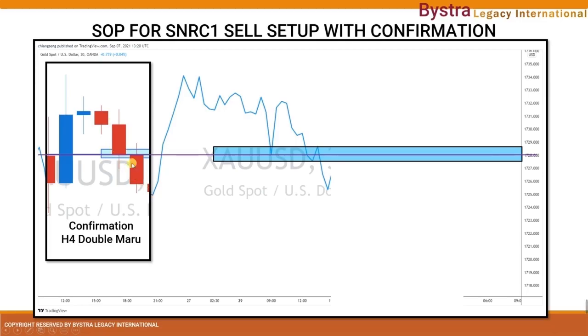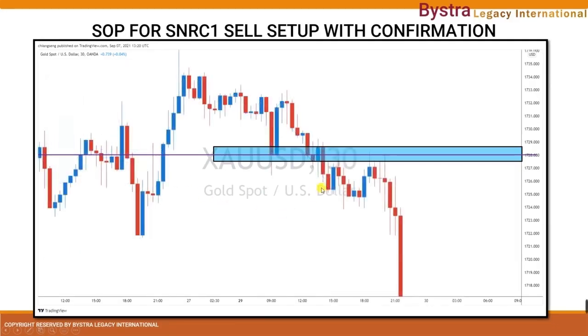Double Marubozu, H4 double Marubozu. So double Marubozu can be used as a confirmation as well, besides engulfing candle. So next, we wait for the price to come back and react to our entry point. You can see it come back once, again a second time, a third time before it continues on the downtrend.